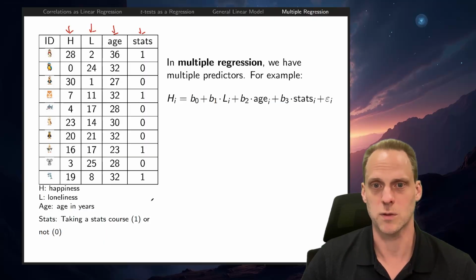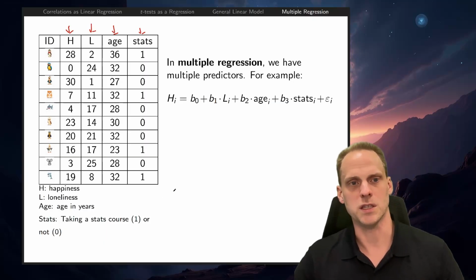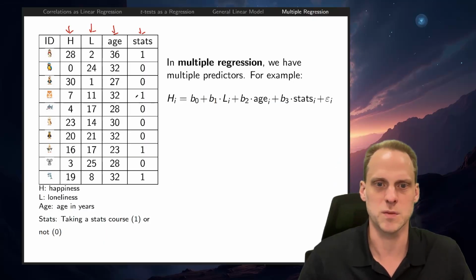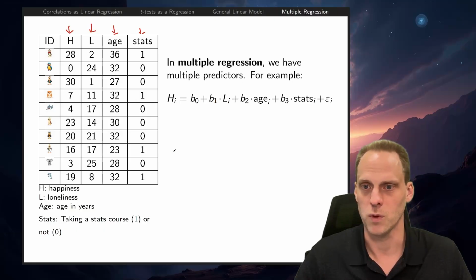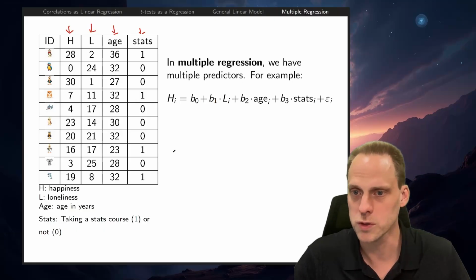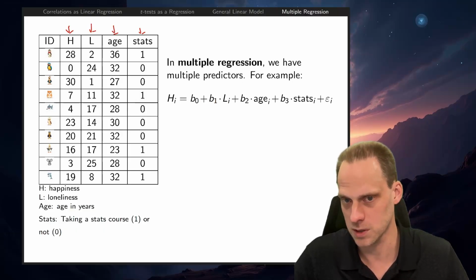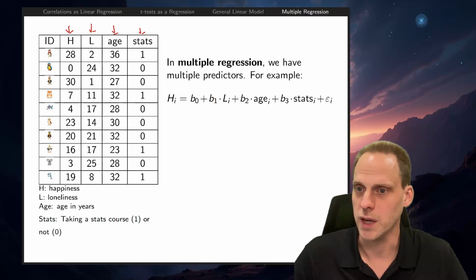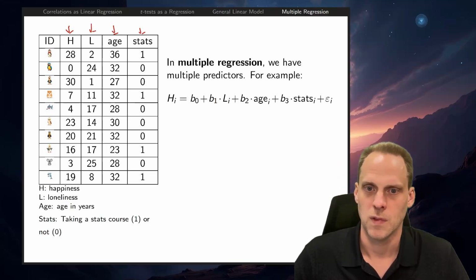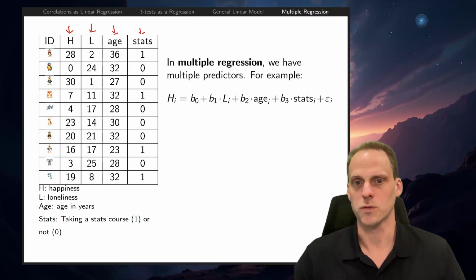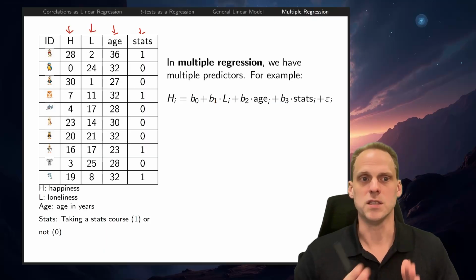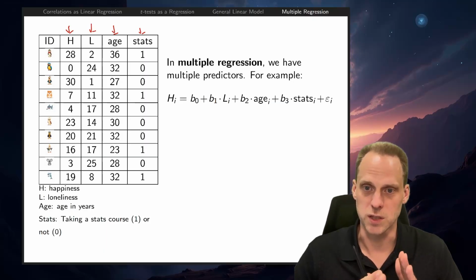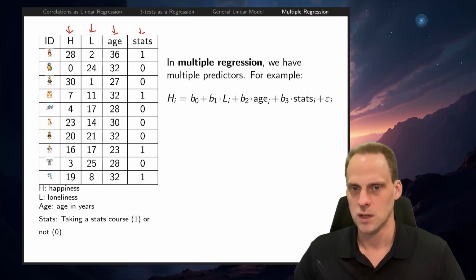Are you taking stat scores or not? So maybe we're instantly seeing which of these things is predicting happiness, and which of these things is predicting happiness the most, which are important for predicting happiness. Right, so is happiness predicted by loneliness, or maybe also age or stats? And what we can do with this analysis, we can already do a correlation for each of these, or a simple linear regression for each of these, right?